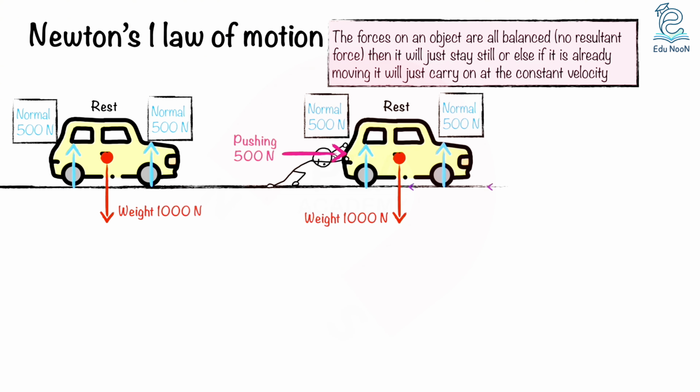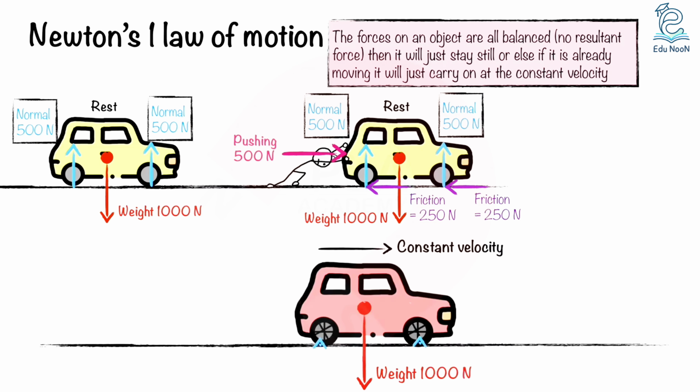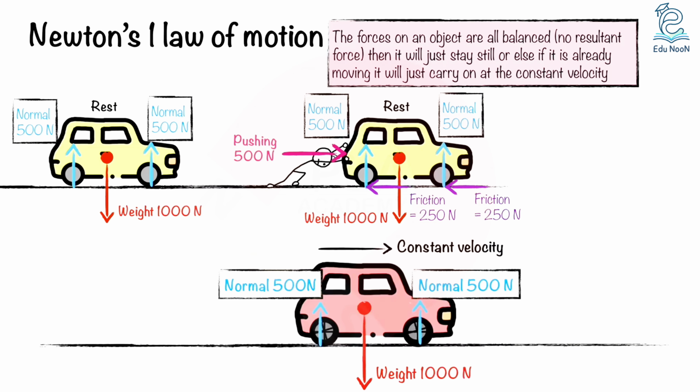When a car is moving with constant velocity, the forces on it must be balanced. So the car's weight acts downward to equal the total normal force acting upward. The force from the engine, 2,500 newtons, acting forward is balanced with the air resistance, 2,500 newtons, acting backward.